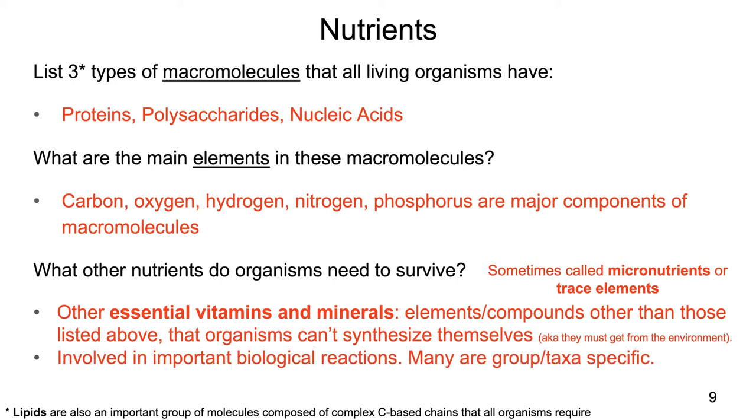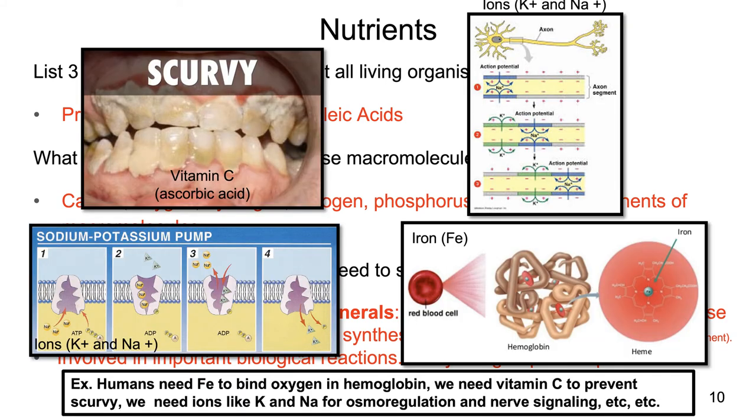And these are typically involved in very important biological reactions, and many of these essential vitamins and minerals are group or taxa specific. So some vitamins and minerals that are essential for animals are different than those essential for plants, and even within different types of animals, some have different essential vitamins and minerals that they need than others. Certain insects require different vitamins and minerals than mice, than rabbits, than humans, and so forth. So these are very taxa specific. And as I said before, they're involved in very important biological reactions, and you can see really bad effects if you don't have them.